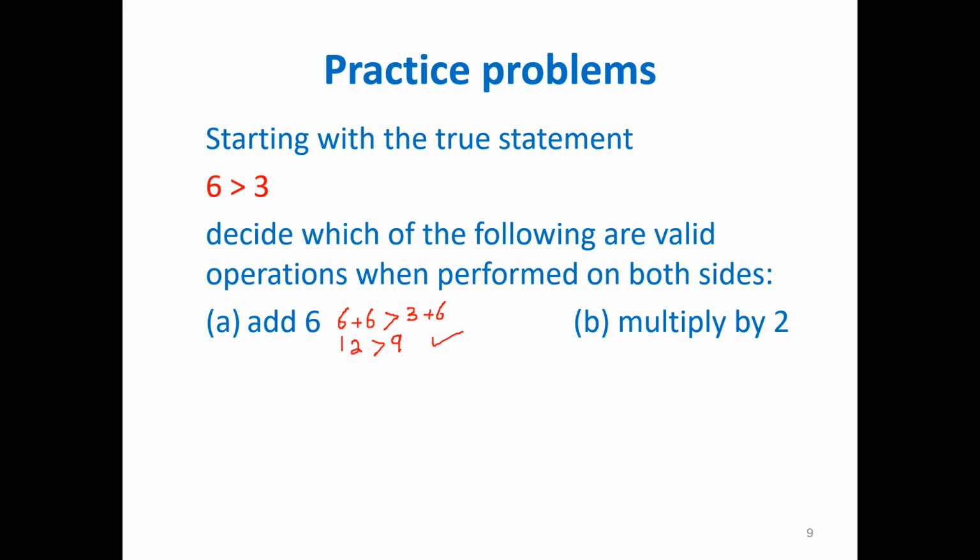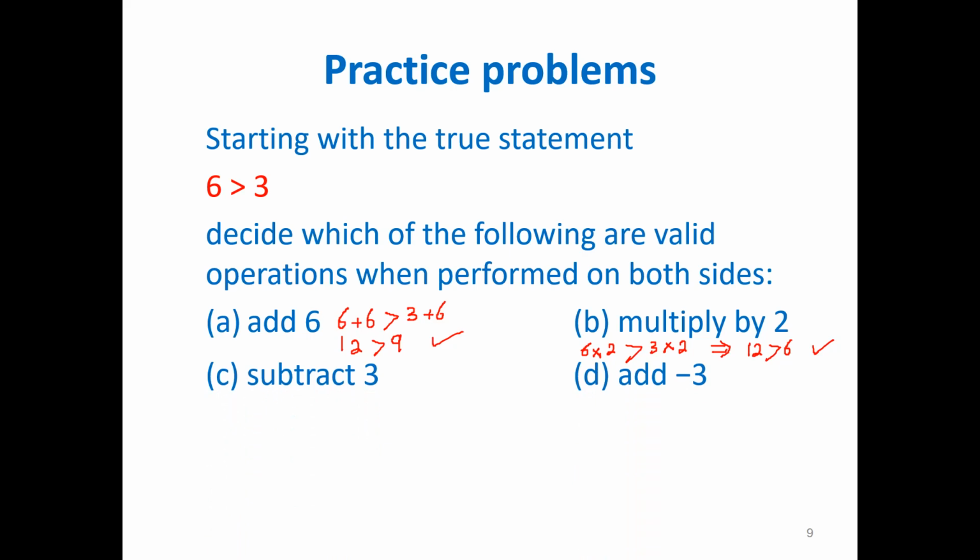Let's see if we multiply by 2. 2 is a positive number. So if I multiply 6 by 2 and also 3 by 2, I am multiplying both sides by 2. So this will give us what? 12 greater than 6. Is this correct? Yes, correct. So this is also true. So multiplying by a positive number will lead to a true statement. It will not change the sense of the statement.